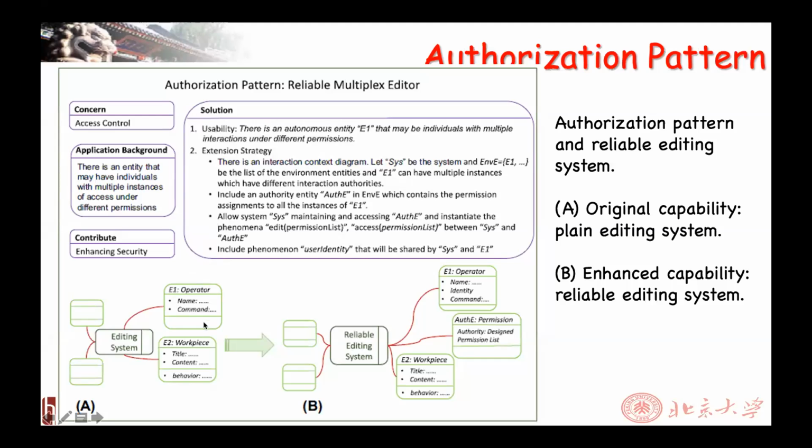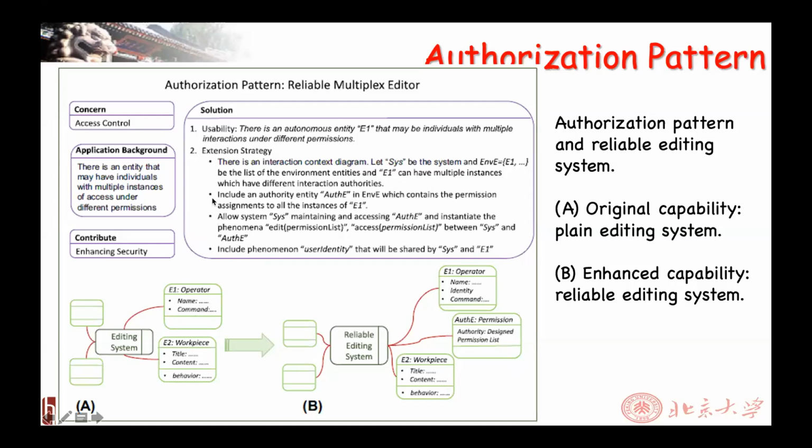This is the diagram. The system, the editing system, has a set of environment entities, the list of the environment entities. E1 has multiple instances. The operator has multiple instances and also different permissions. So this is the first point.